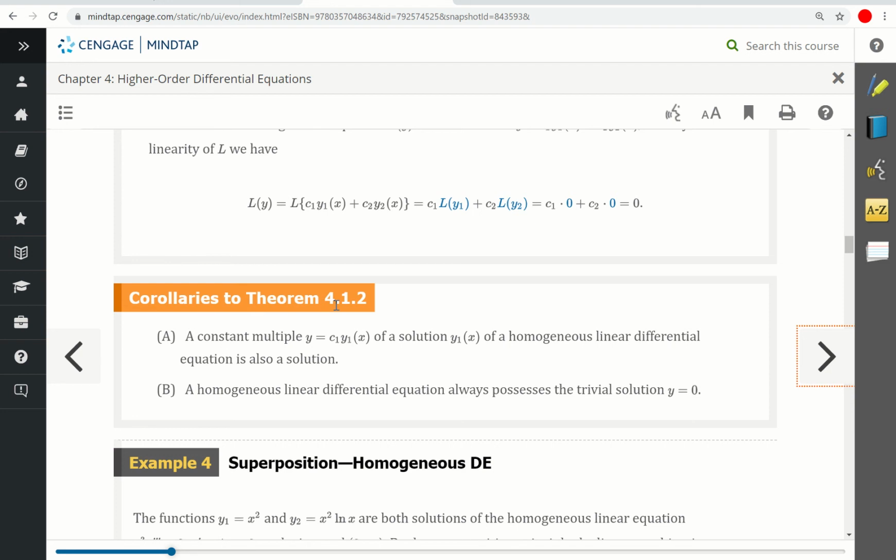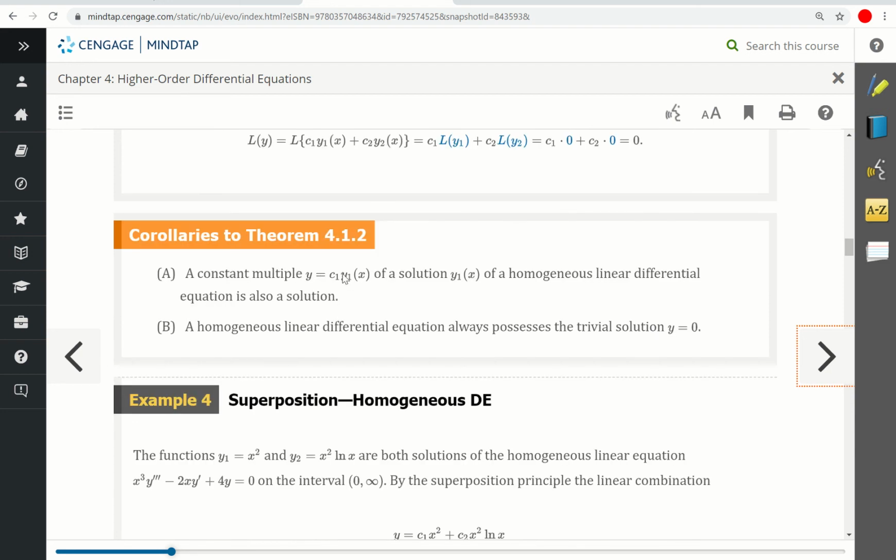But there are a couple of corollaries of this. A constant multiple of a solution will also be a solution. So if you have a solution, let's call it y1 of x, then multiplying it by a constant will also produce a solution. And a homogeneous linear differential equation will always possess at least one solution, namely the trivial solution y equals 0 will always work.